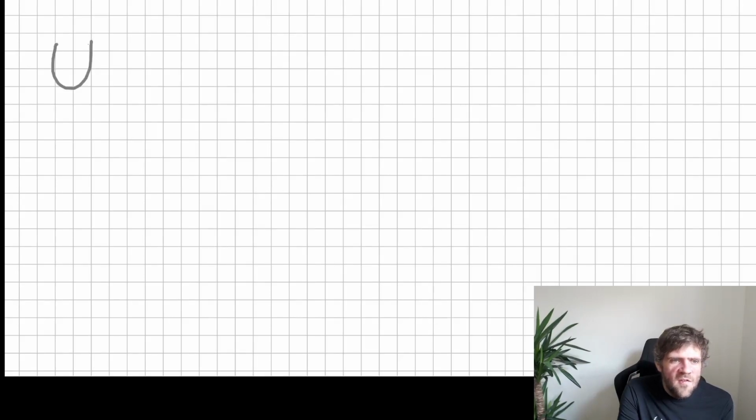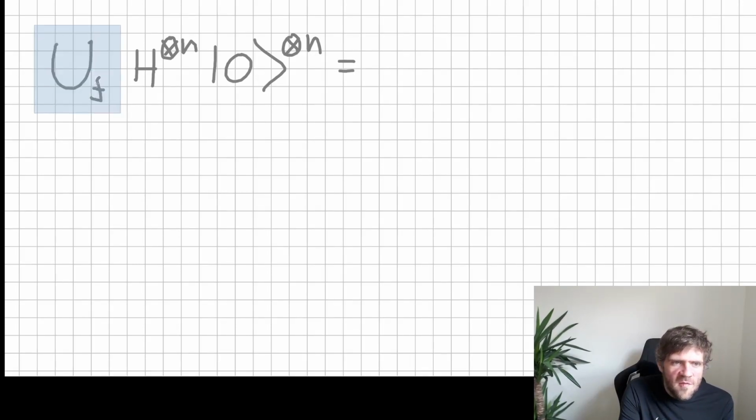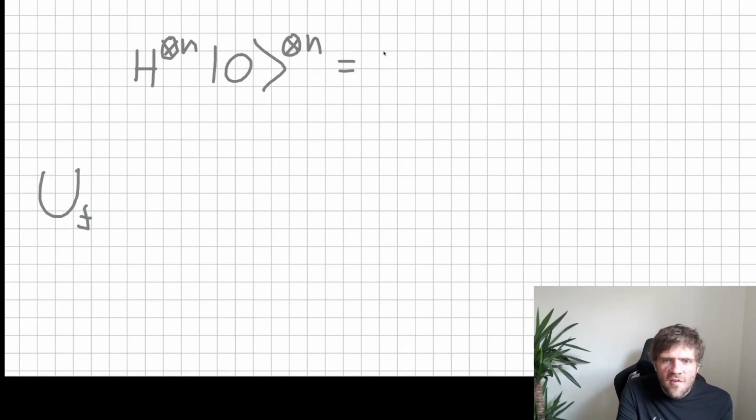So what happens if you were to apply the phase oracle for this function to, again, a Hadamard on all qubits applied to the state which is a 0 on all qubits? Well, if we forget about the phase oracle for a moment, move that out of the way, of course the Hadamard on its own will produce something which needs to be normalized. And then we get a sum over all of x and then the corresponding x.